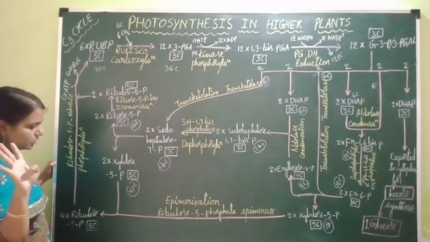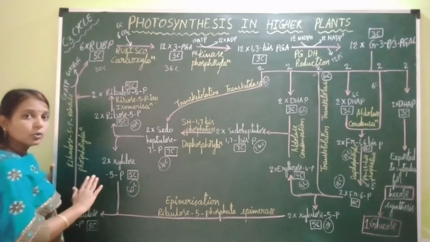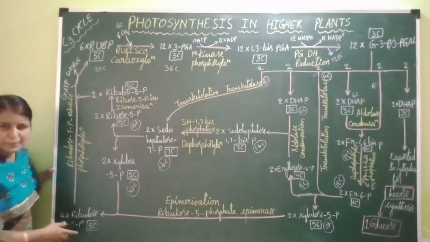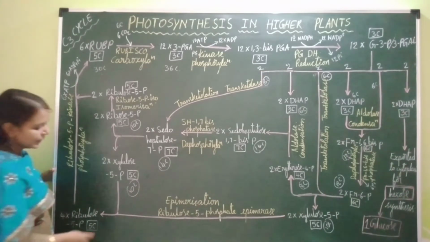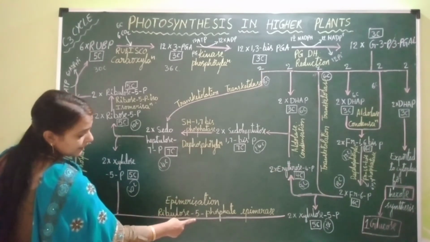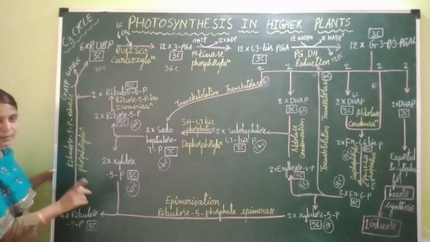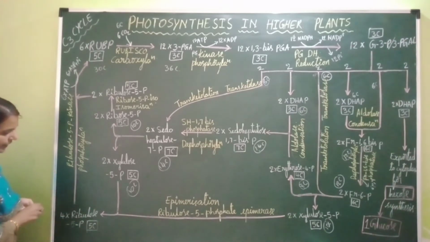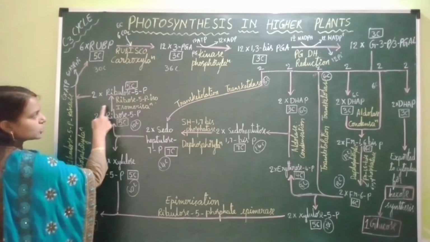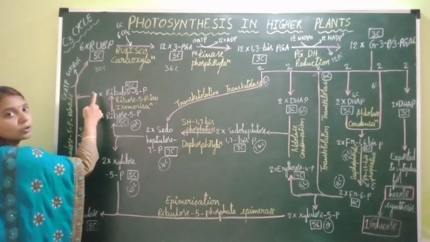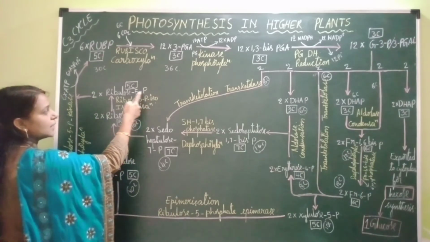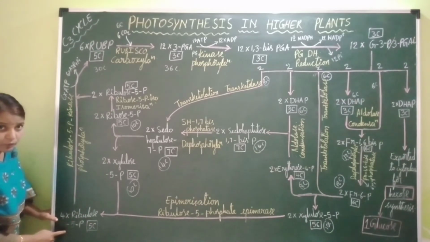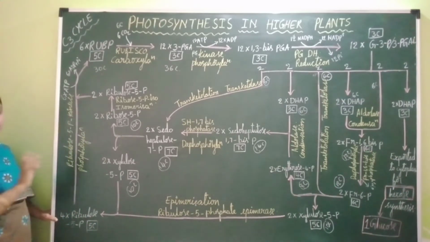Right. Now these two molecules of xylulose 5-phosphate and these two molecules of xylulose 5-phosphate, together how many molecules? 4 molecules. 4 molecules of xylulose 5-phosphate undergo epimerization into what? Into 4 molecules of ribulose 5-phosphate. Epimerization is a kind of isomerization only, into ribulose 5-phosphate, which is catalyzed by the enzyme ribulose 5-phosphate epimerase. So here 4 molecules of ribulose 5-phosphate is formed, which is a 5-carbon compound again.